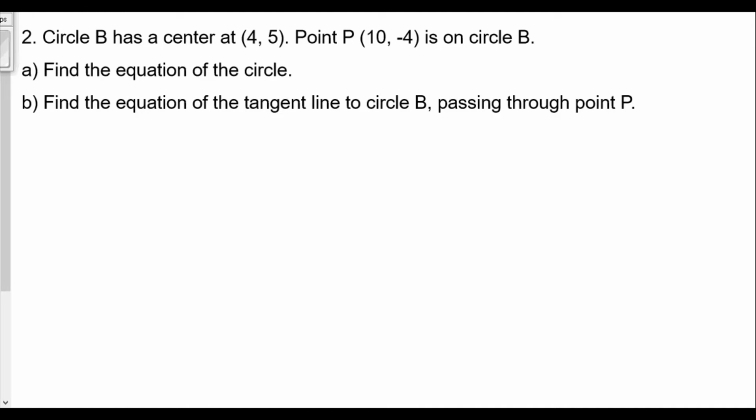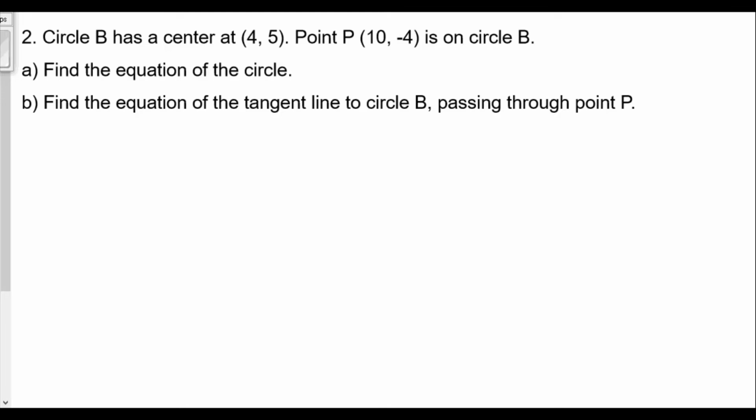Here we have circle B with center (4, 5). Point P, which is (10, -4), is on circle B, so it's a point on the circle. The center is B, at (4, 5). So now we'll find the equation of the circle.